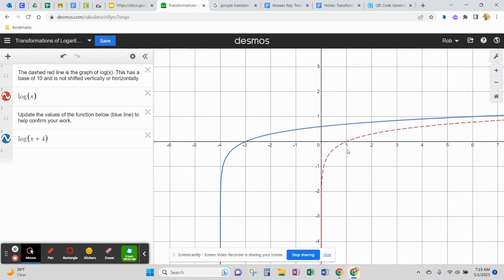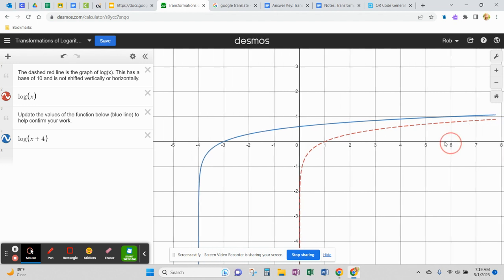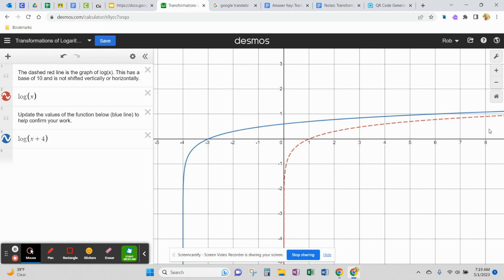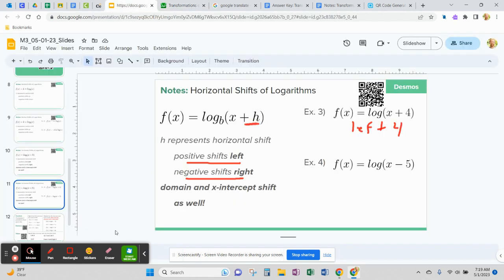So if we look here, our red graph, our original graph, had a domain from 0 all the way to positive infinity, right? It started at 0, went to infinity. Now this graph has shifted to the left 4 spots, so that boundary is now at -4. So if we want to write our domain in here, I can write DOM, of -4 is less than x is less than infinity.